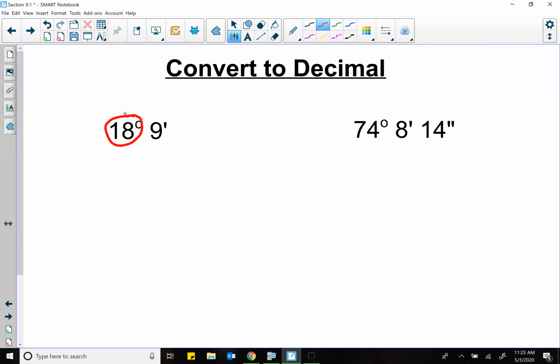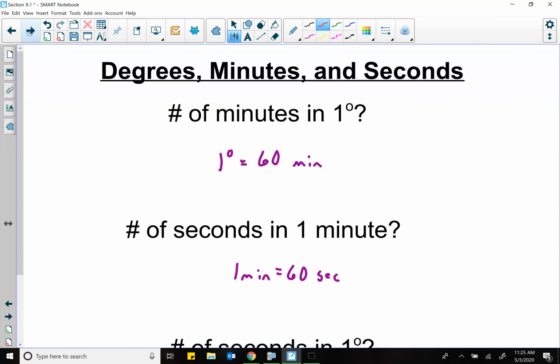we already know what the whole number is. We know that it's 18. What we're trying to figure out is what is the decimal after this. So we're going to convert this into a decimal. That's where we have this information. That's going to help us.